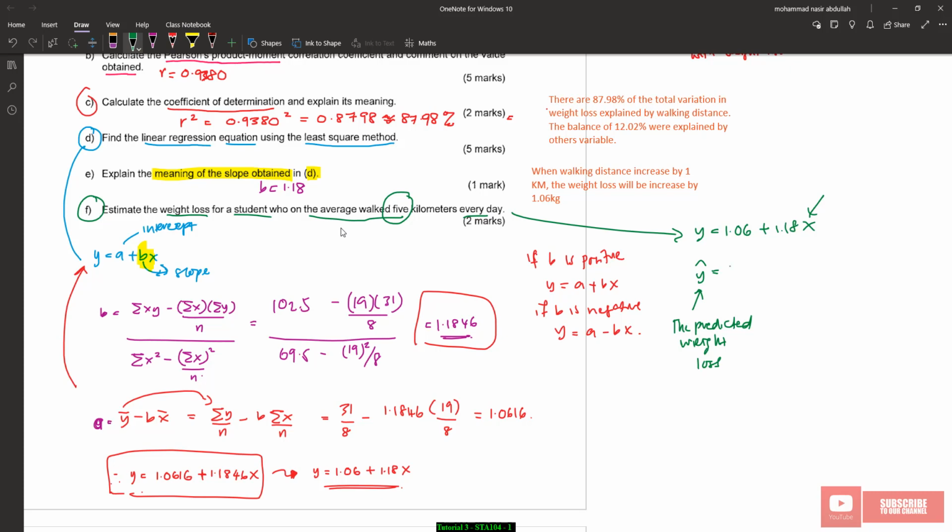So y hat will be 1.06 plus 1.18 multiplied with 5. So you just plug in the value into the formula, then you will get the value of y. So y hat will be 6.96.